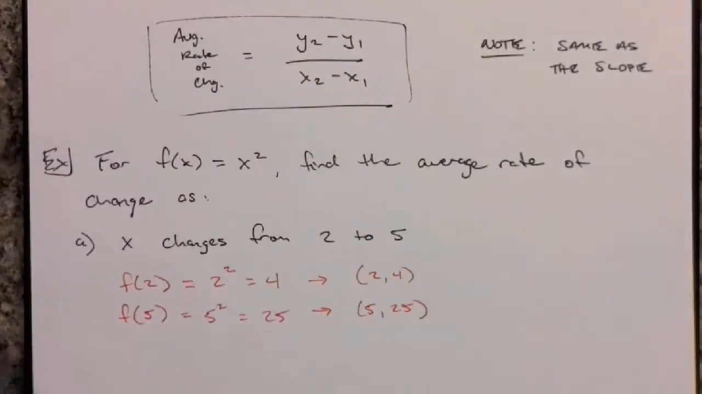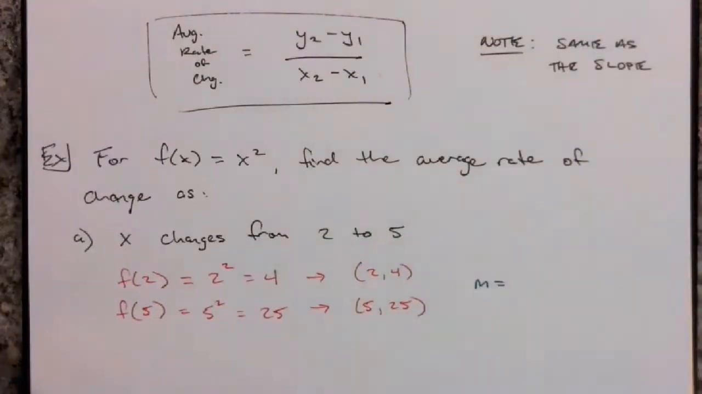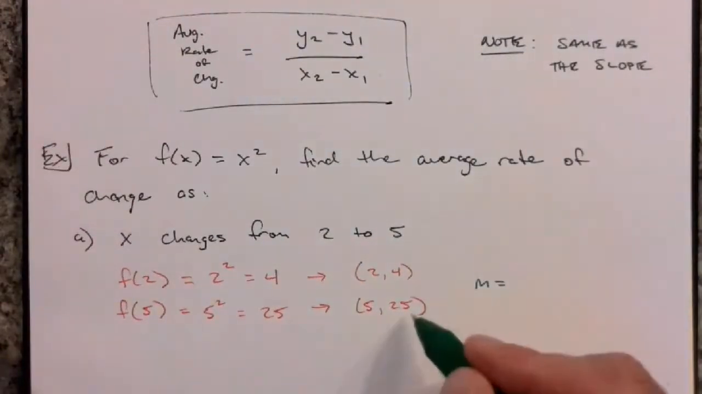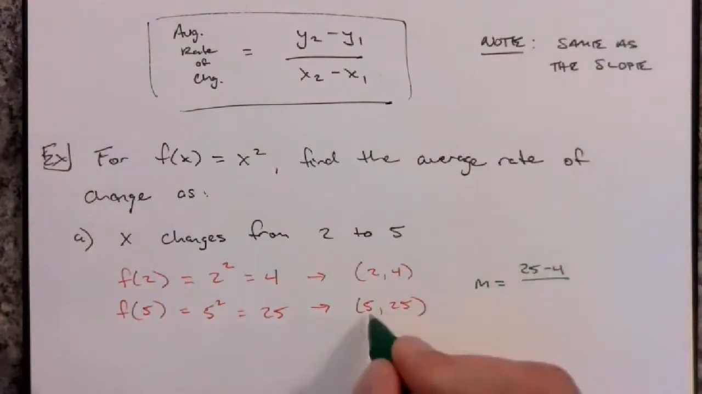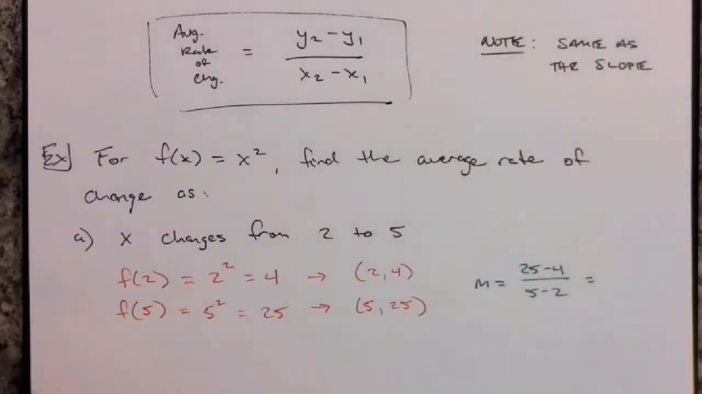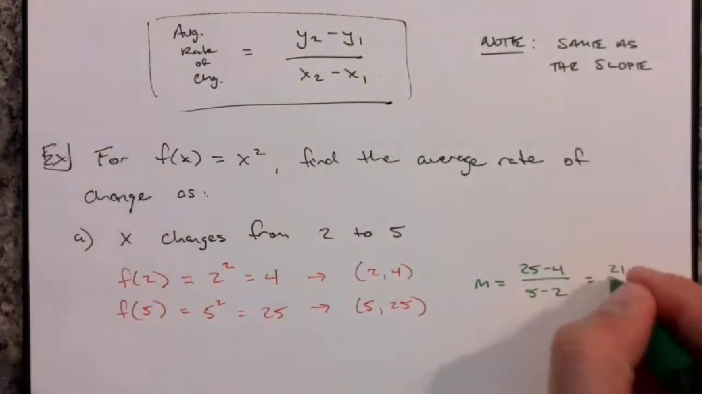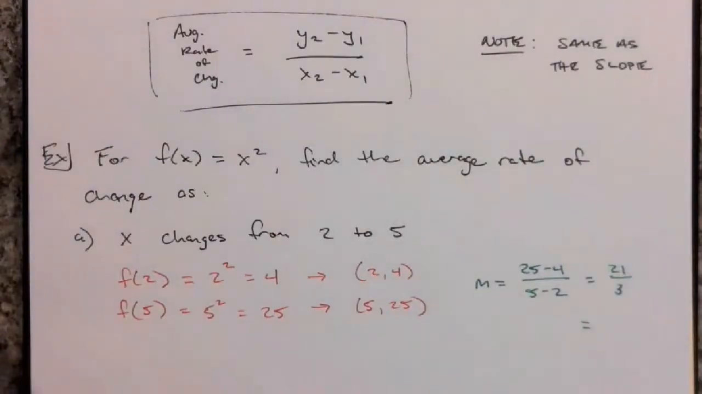Now I didn't answer the question, right? The question was find the average rate of change, which really means find the slope, right? Remember, we use the letter m for slope. And if I'm talking about y2 minus y1, I can do 25 minus 4 over x2 minus x1 would be 5 minus 2. This ends up equaling 25 minus 4 is 21 over 5 minus 2 is 3. 21 over 3, well, that equals 7. So the average rate of change here is going to be 7.